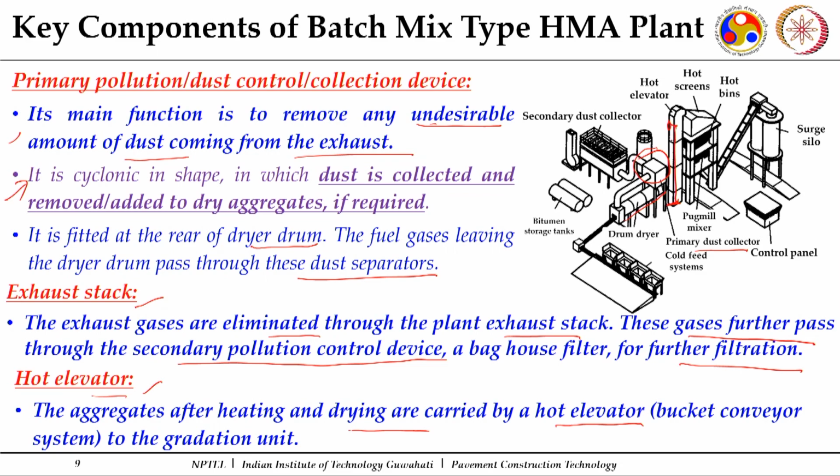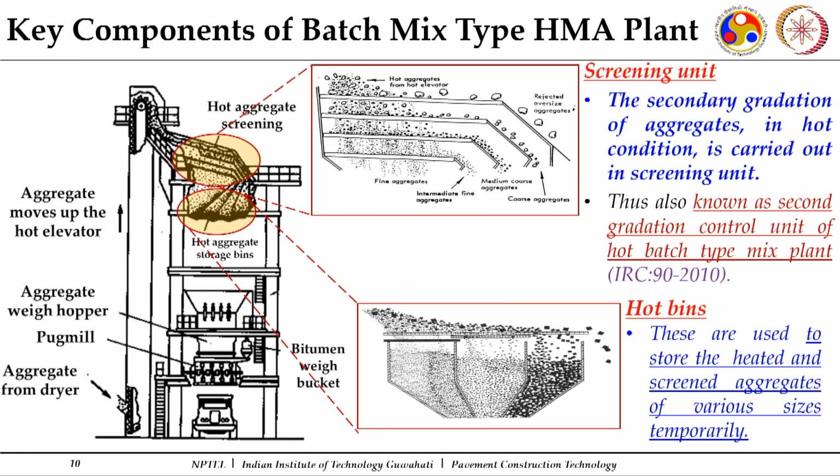This is the hot elevator which is there. Through this bucket type hot elevator, it is taken up, and then you have the hot screening unit. This is a picture of it. You can see this is the aggregate which has been taken from the dryer, and now this is the elevator, it moves up the hot elevator, and it goes here into the hot aggregate screening unit.